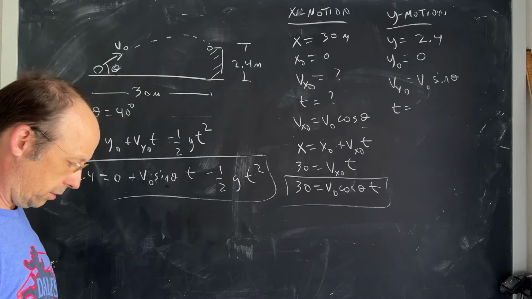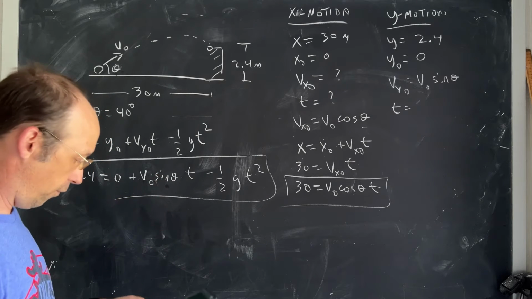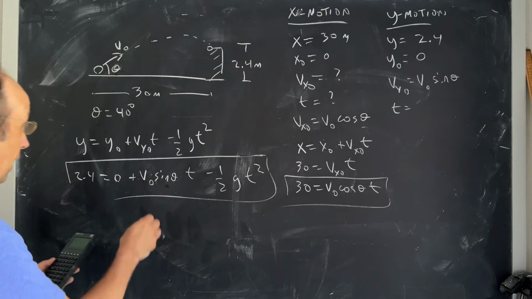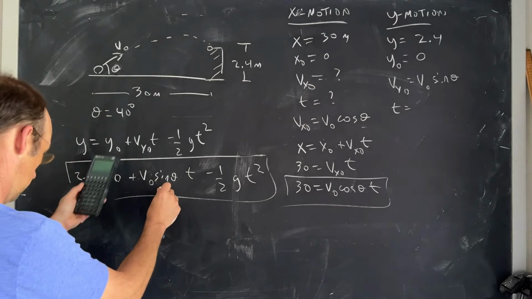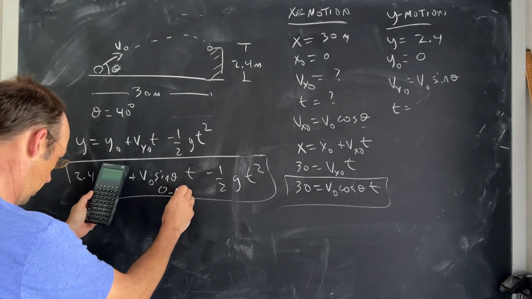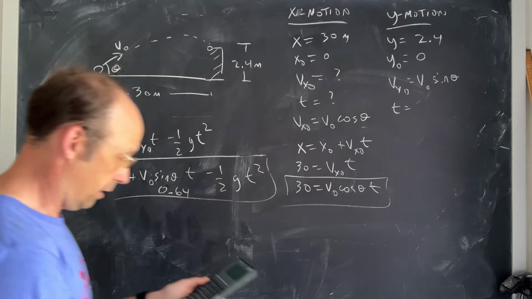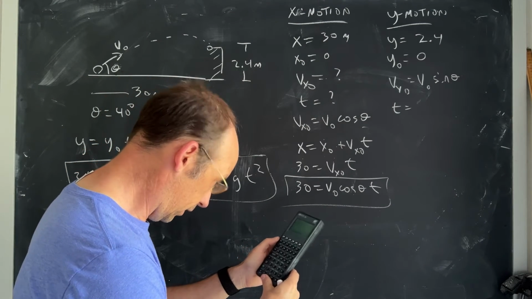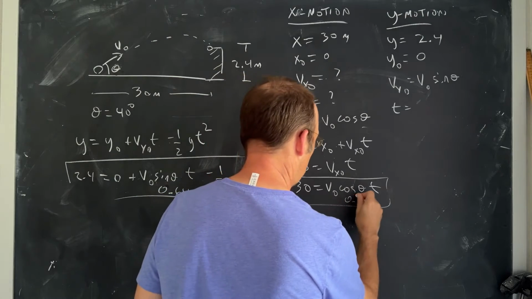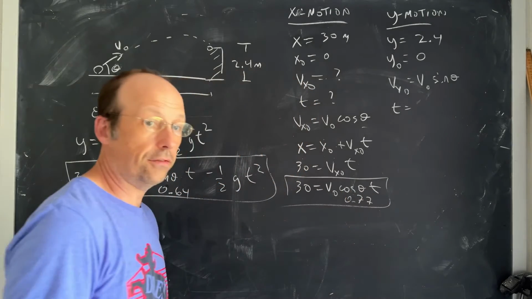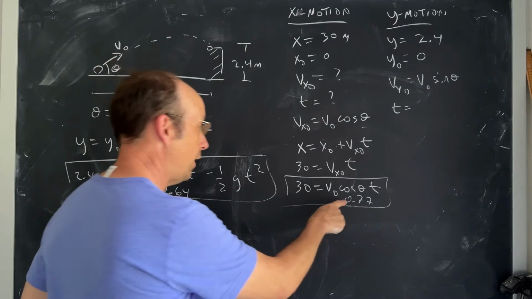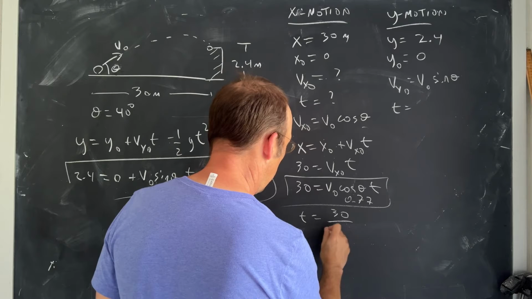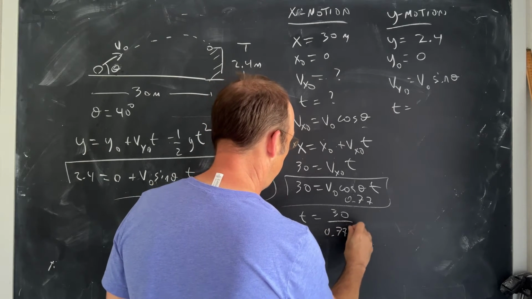So let's see. Sine of 40. Make sure your calculator is in degrees mode. That is 0.64, and then the cosine of 40 is 0.77. So let's solve this for t. If I solve that for t, I get t equals 30 divided by 0.77 V0.